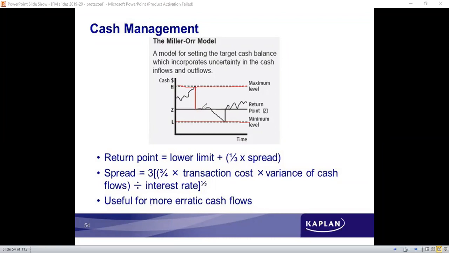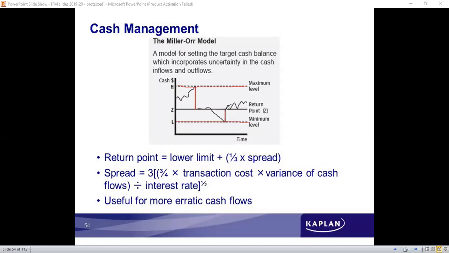Similarly, if the cash balance is going down, it is not allowed to go below the minimum level, because at any given point of time, a minimum amount of cash balance has to be maintained. If the balance is below this, then at this point some course of action is taken up, so that it comes back to the return point.